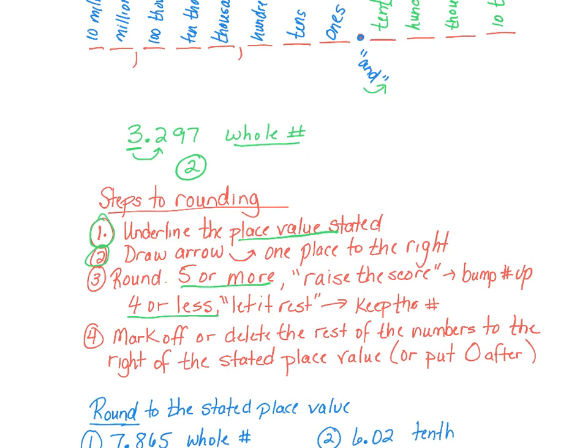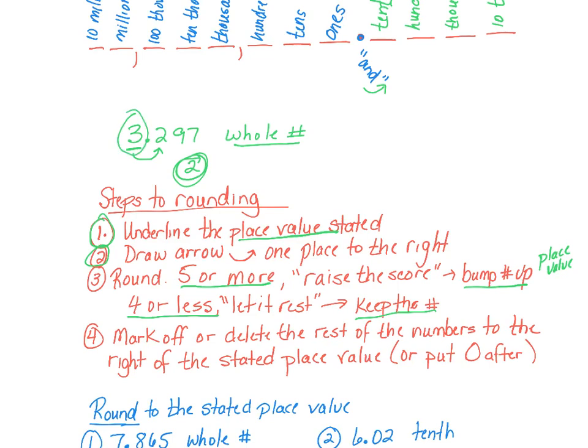And I determine, is that 5 or more, or is it 4 or less? If it's 5 or more, you can say, I'm going to raise the score, which means you bump the number of the place value up. Or if it's 4 or less, let it rest, so you keep that number in the place value. Well, our number is 2. We are not going to change our place value number. It's going to remain 3.